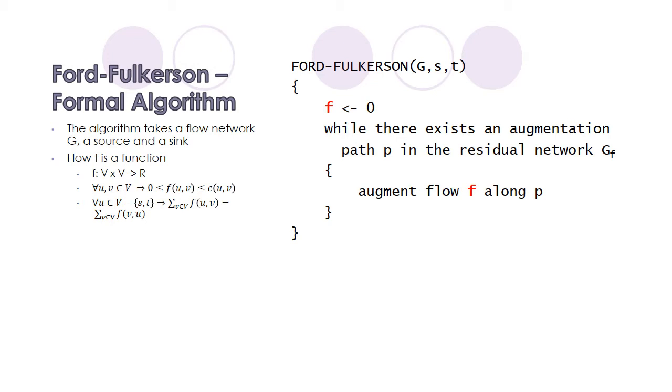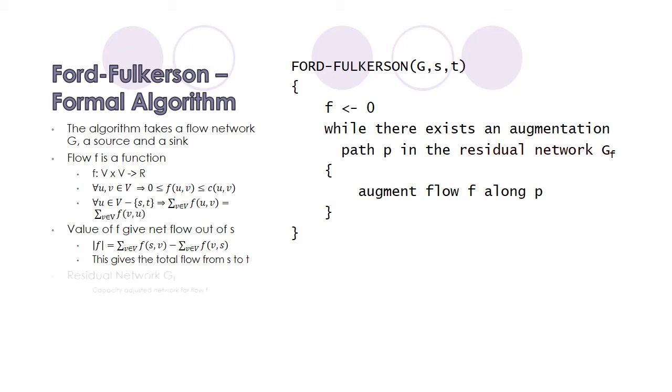There are a few constraints here. Primarily the flow has to be between 0 and the capacity, and also all of the flow going into a vertex has to equal all of the flow coming out of a vertex, unless it is the source or the sink. So the value of F, which is denoted by these modulus operators around F, gives us the net flow out of S, and it gives us the total flow from S to T. We also have this concept of the residual network, which is denoted G_F, which is a capacity-adjusted network for the flow given by F.